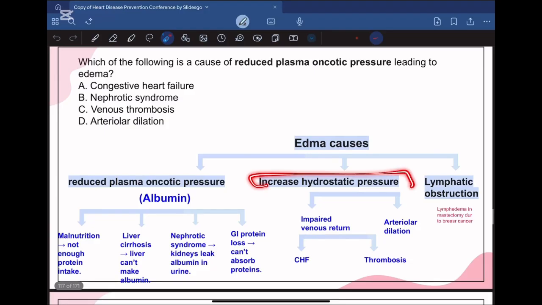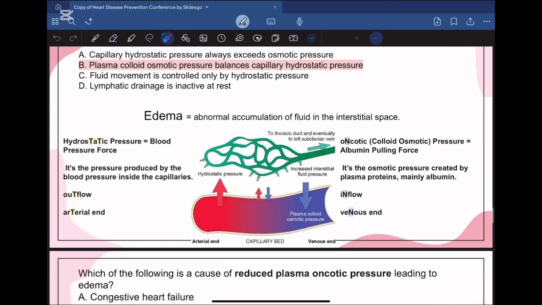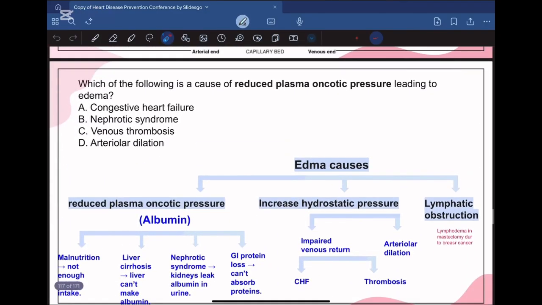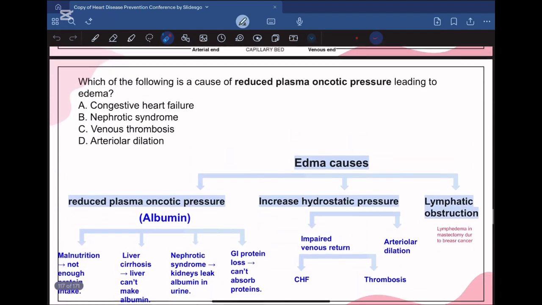Moving on to increased hydrostatic pressure. Again, if there is an increase of hydrostatic pressure, we have a lot of outflow, right? So what could this lead to? This could lead to the fluid accumulating in the interstitial space. Why does this happen? Because of impaired venous return. Think about this: impaired venous return will be related to two cases, either the patient has congestive heart failure or thrombosis.